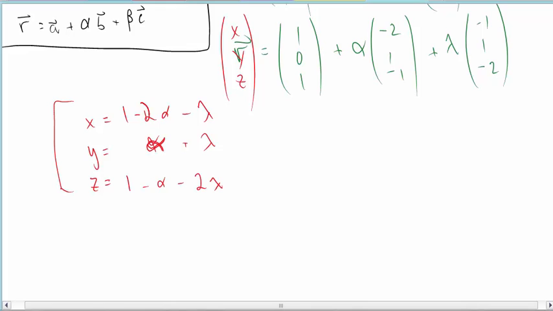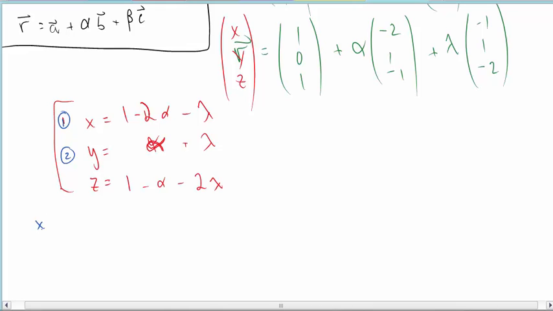So here's what we're going to do. We're going to take a pair of these equations, and we're going to eliminate one of the parameters. And then we're going to take another pair of these, and we're going to eliminate the other parameter. So I'm going to take equation 1 and equation 2, and I'm going to add them together. I'm going to eliminate lambda.